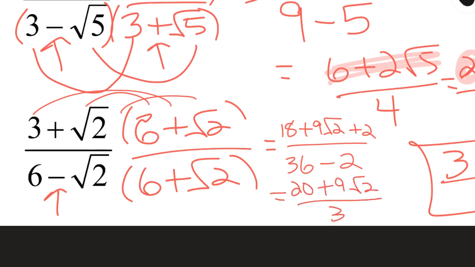all over 34. And I'm looking at those three numbers, 20, that's 5 times 4, or 5 times 2 times 2, 9, which is 3 times 3, and 34. And there is not a common factor, so there's nothing we can factor out of the top that cancels with the bottom. So that would be our final answer right there.